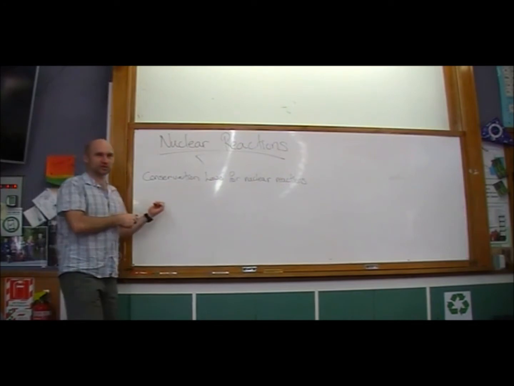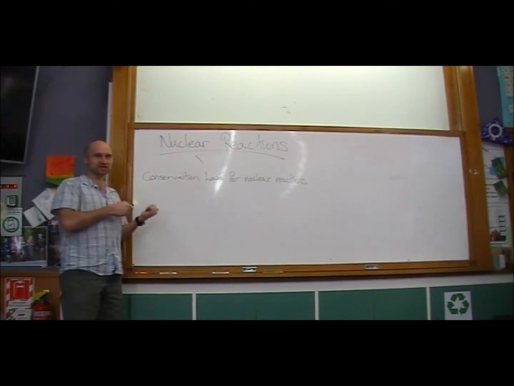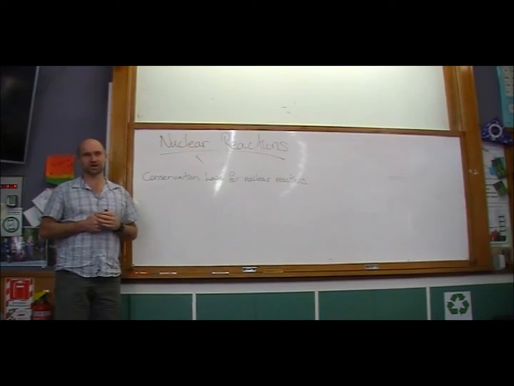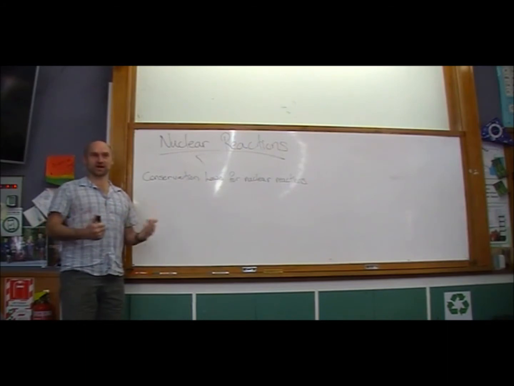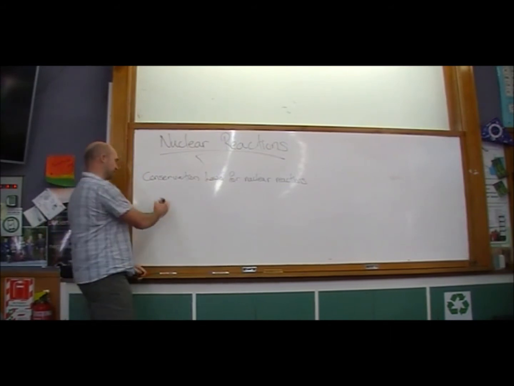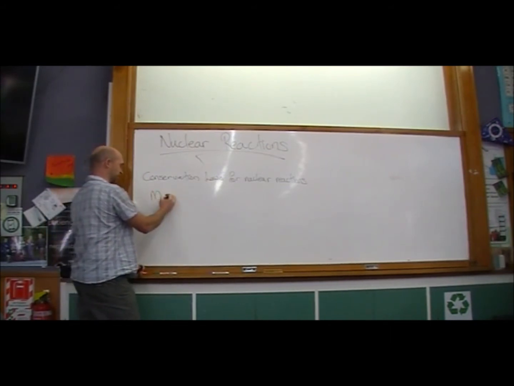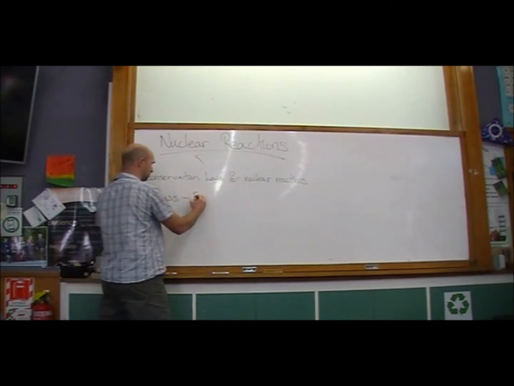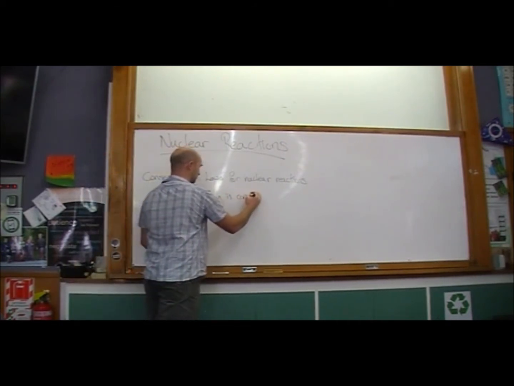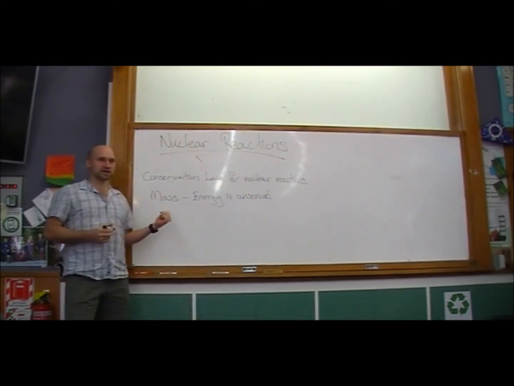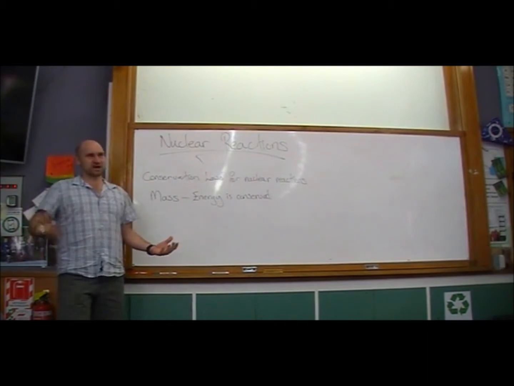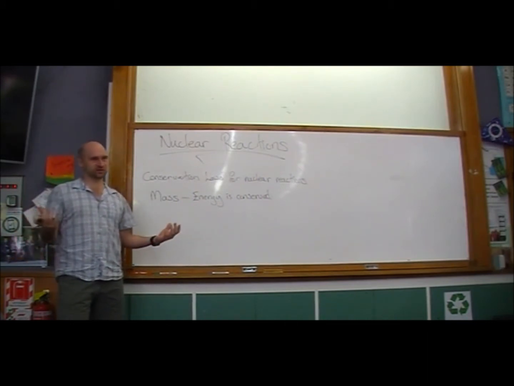Conservation laws for nuclear reactions. What things might we conserve in a nuclear reaction? Normally energy is conserved. Nuclear reactions are just a bit crazy, they're one out of the box. Rather than energy, we have mass energy conserved. This is the idea, which we'll come back to later on, that mass and energy are like the same thing, seen through a different lens.